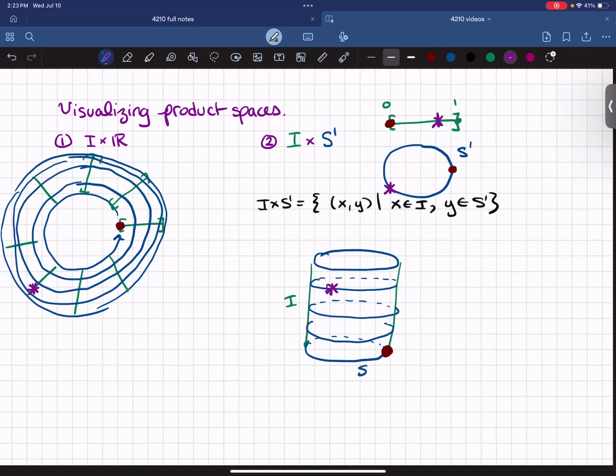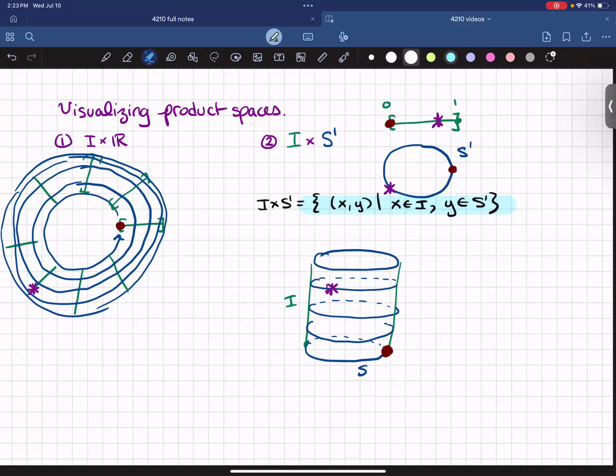Okay. So I can either think of I cross S as this annulus, or I could think of it as the surface of a cylinder that doesn't have any top or bottom. So it's two different ways that I could picture this. And then you might say, well, which one is the right way? Well, technically, neither one is the right way. Formally, the definition of this is that it is this collection of ordered pairs.